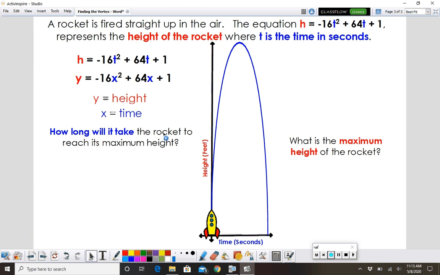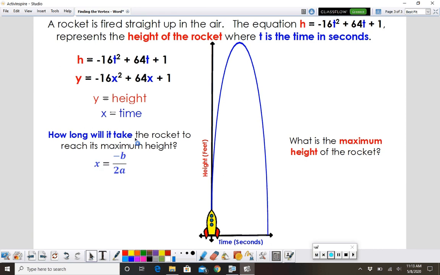So how long will it take the rocket to reach its maximum height? How long will it take? That's our x value of our vertex. So again, we're going to use this formula. Negative b divided by 2a, negative b, negative 64, divided by 2 times a, again 2 times negative 16. This is the same as before. Your numbers won't always be the same, but in this case they are. And so we can see our answer is 2.